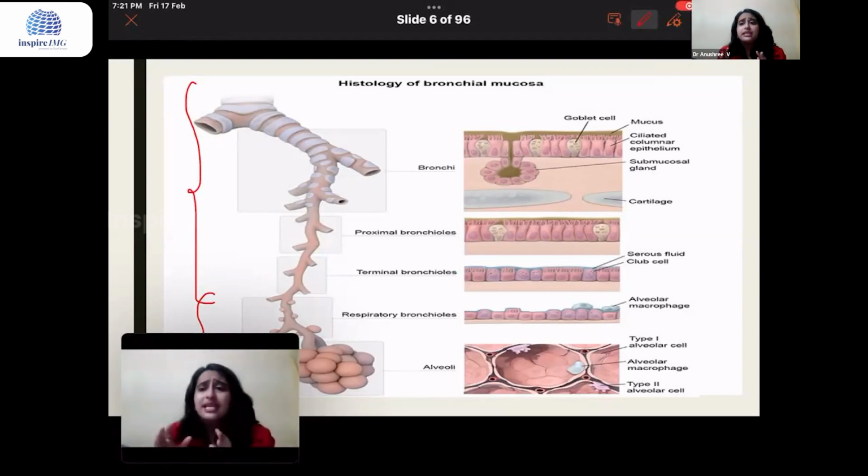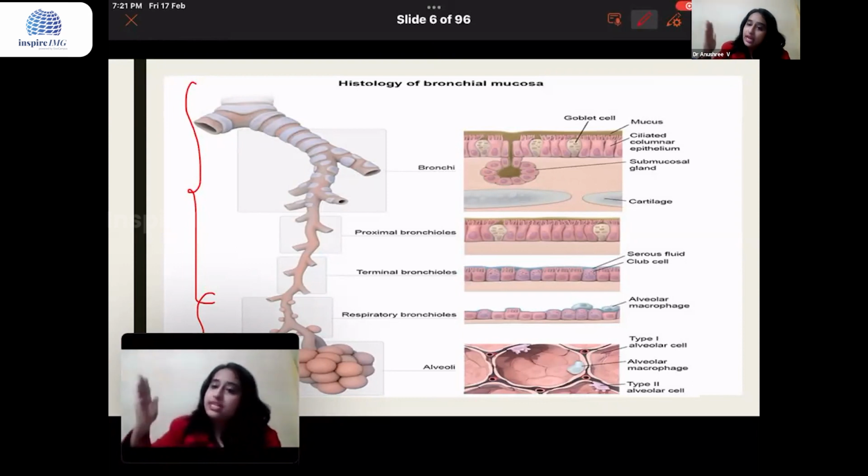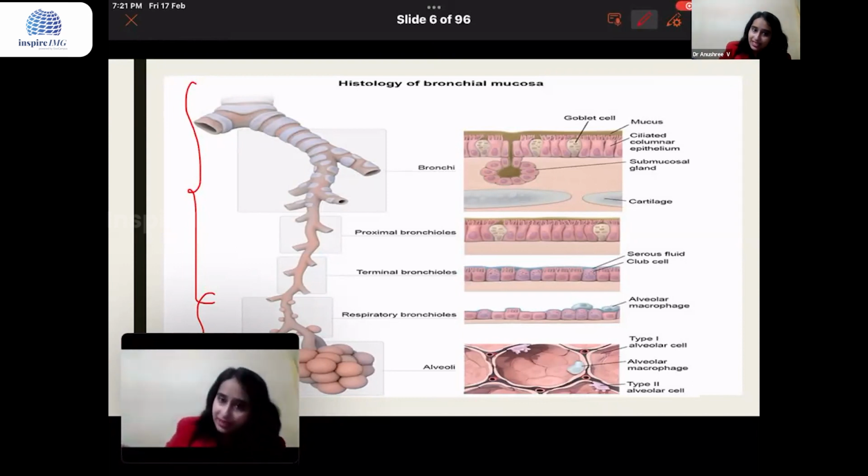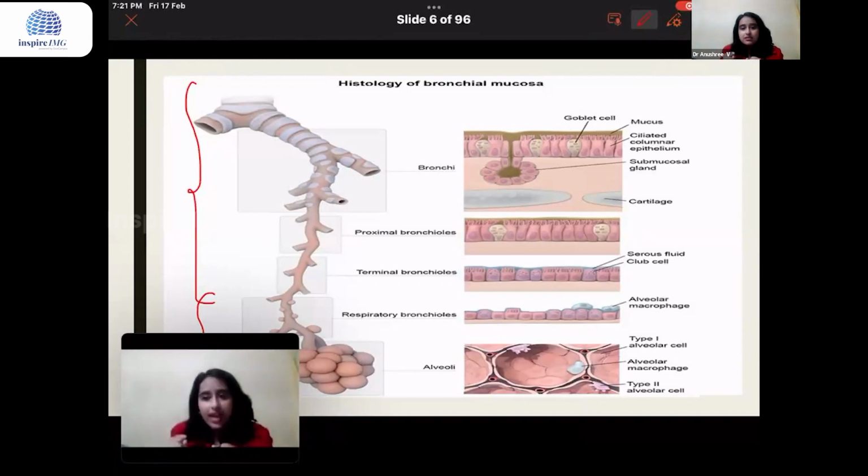So which is the best epithelium to do this? It is ciliated columnar epithelium. So why the cilia? It helps in air propulsion towards the respective side, and it also works along with the mucociliary mechanism. With the help of the mucociliary mechanism, it traps the cellular debris, bacteria, and dust particles, and makes sure they don't go forward.